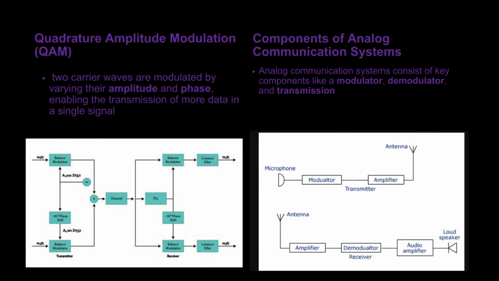In quadrature amplitude modulation, two carrier waves are modulated by varying their amplitude and phase, enabling the transmission of more data in a single signal. Analog communication systems consist of key components like a modulator, demodulator, and transmission medium. These systems laid the foundation for the digital technologies we use today.